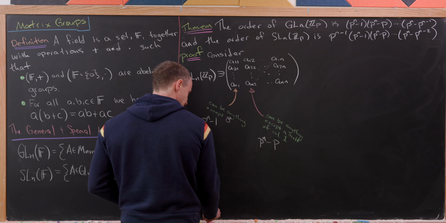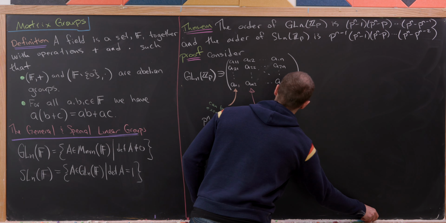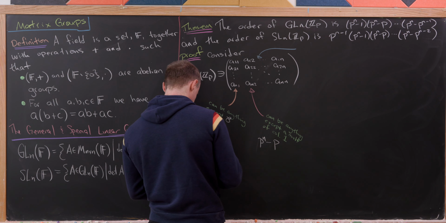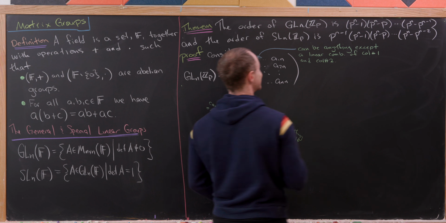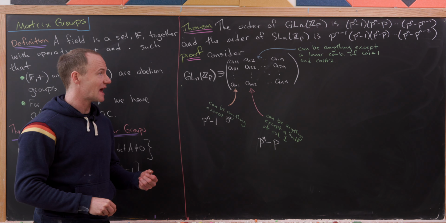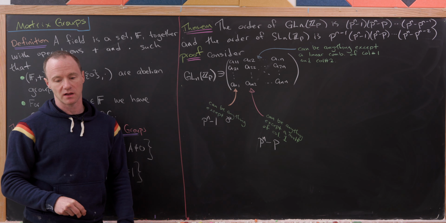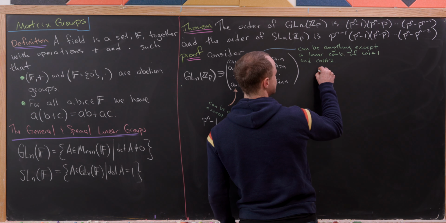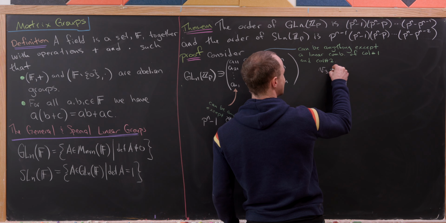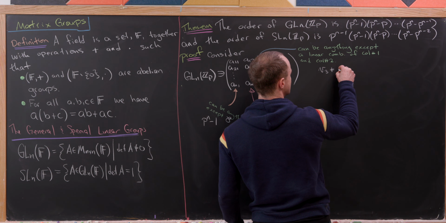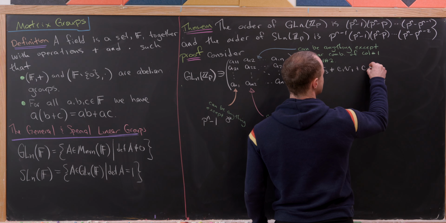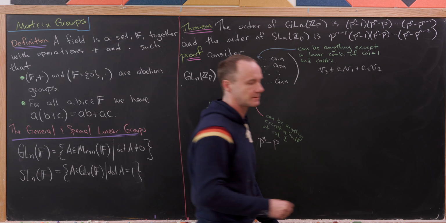So let's maybe move down one. So let's move down here to the third column. And let's observe this can be anything except a linear combination of column 1 and column 2. So in other words, let's spell this out. V3 cannot be equal to C1 times V1 plus C2 times V2.